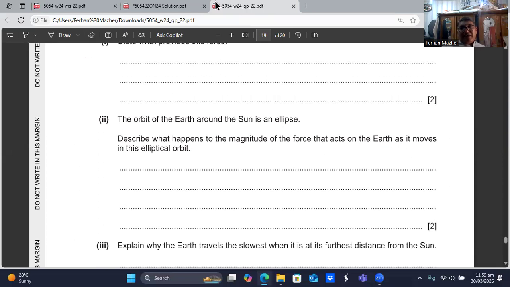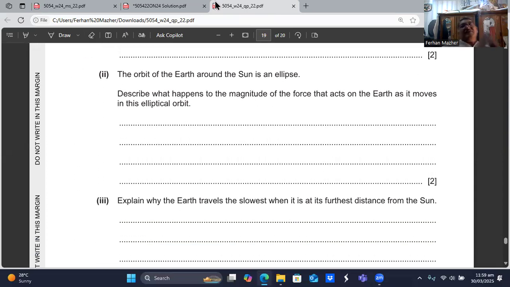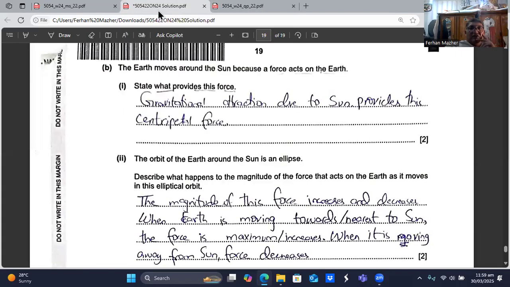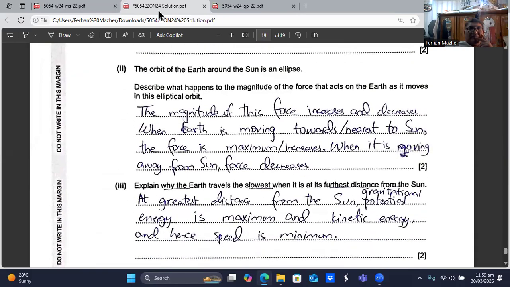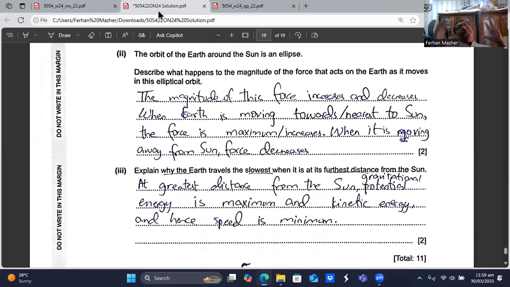Question number 9B, second part. It says the orbit of the Earth around the sun is an ellipse. Describe what happens to the magnitude of the force that acts on the Earth as it moves in this elliptical orbit. Because in the elliptical orbit, your distance from the sun does not remain the same throughout your orbit. Sometimes the distance from the sun is larger, sometimes it becomes less, because you are not moving in a circle. You are moving in an elliptical path.